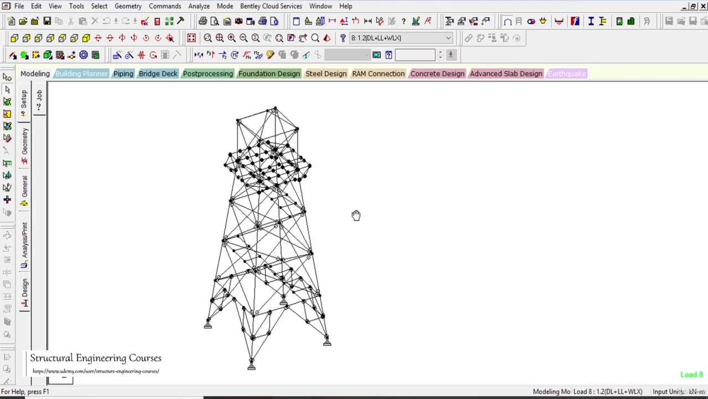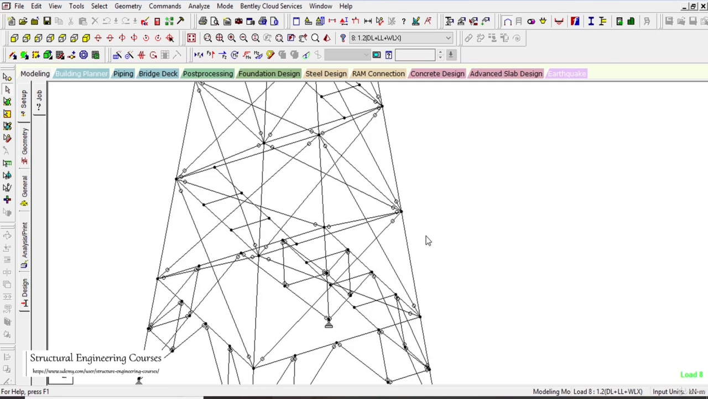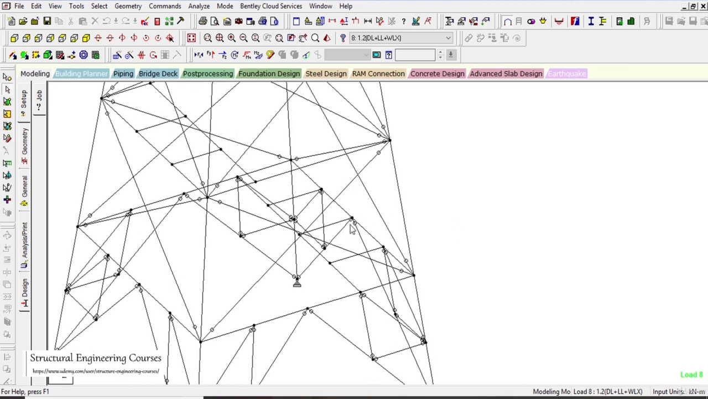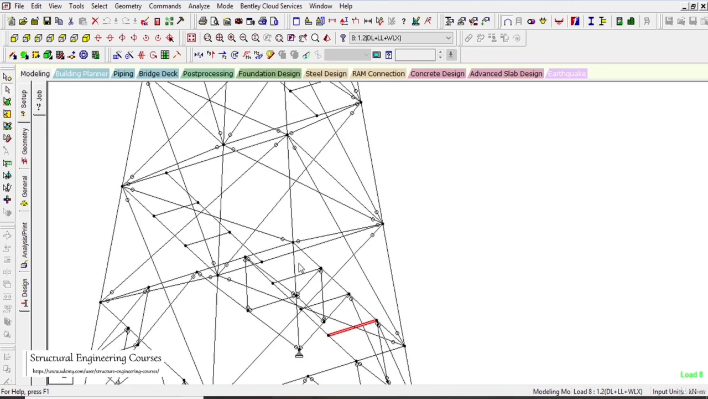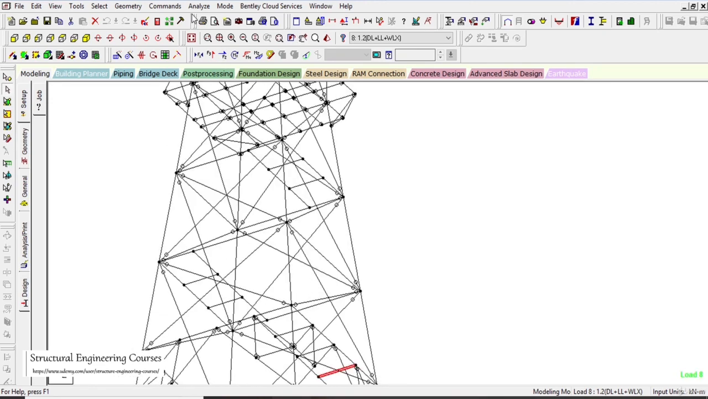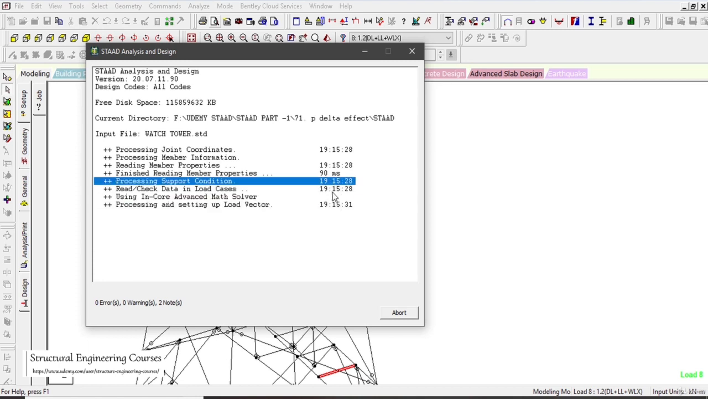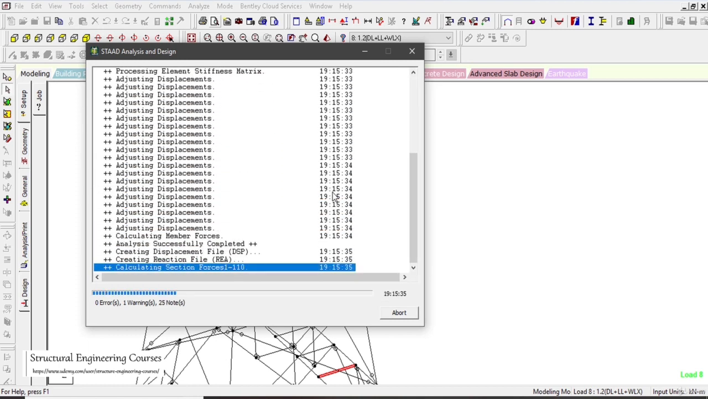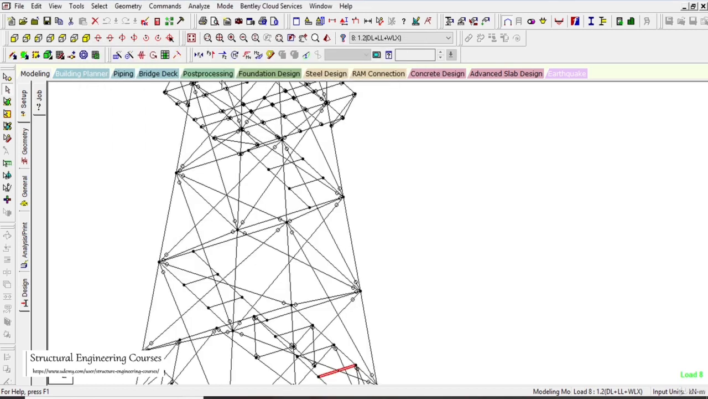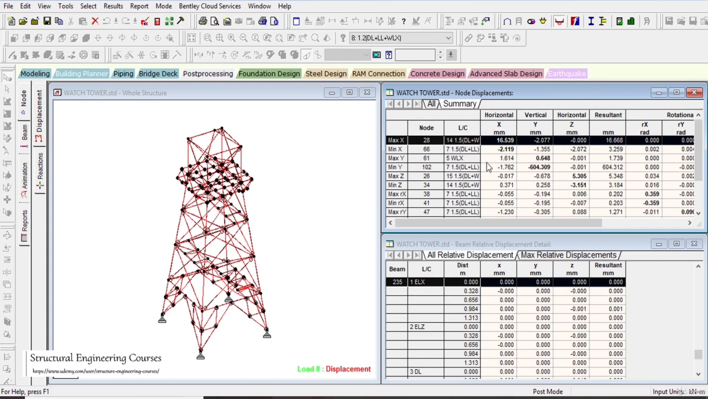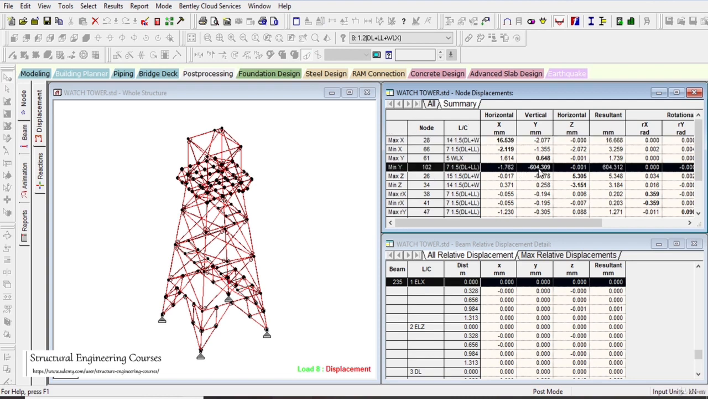Before we enter the design parameters in the structure, we should first of all do the basic analysis, and then check whether the structure is showing correct behavior or not. So first of all, we can go to analyze and run analysis. We can go to the post-processing and displacement and summary. So here we can see that an obnoxious displacement is happening here. This point is going down by 0.6 meters, so that is practically not possible.